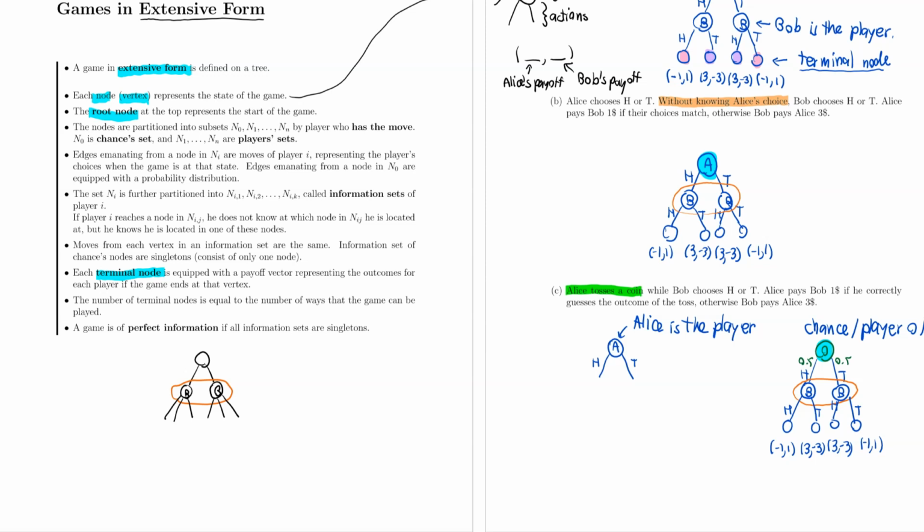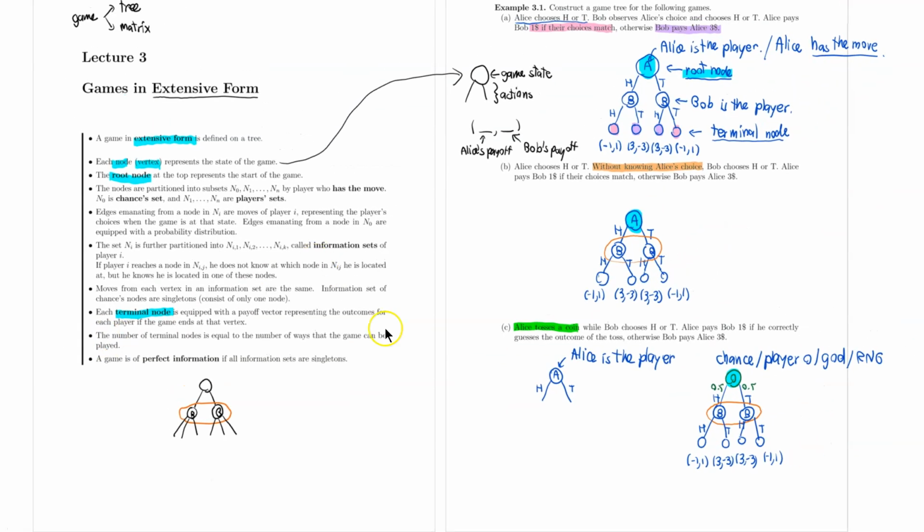And the number of terminal nodes is going to be the number of ways that the game can be played. For example, in the first example earlier, notice how there are 4 bottom nodes, there are 4 terminal nodes, so there are 4 ways that this game can be played. Alice can choose either between head or tail, and then Bob can choose between head or tail, so there are 4 possible ways that this game can be played.